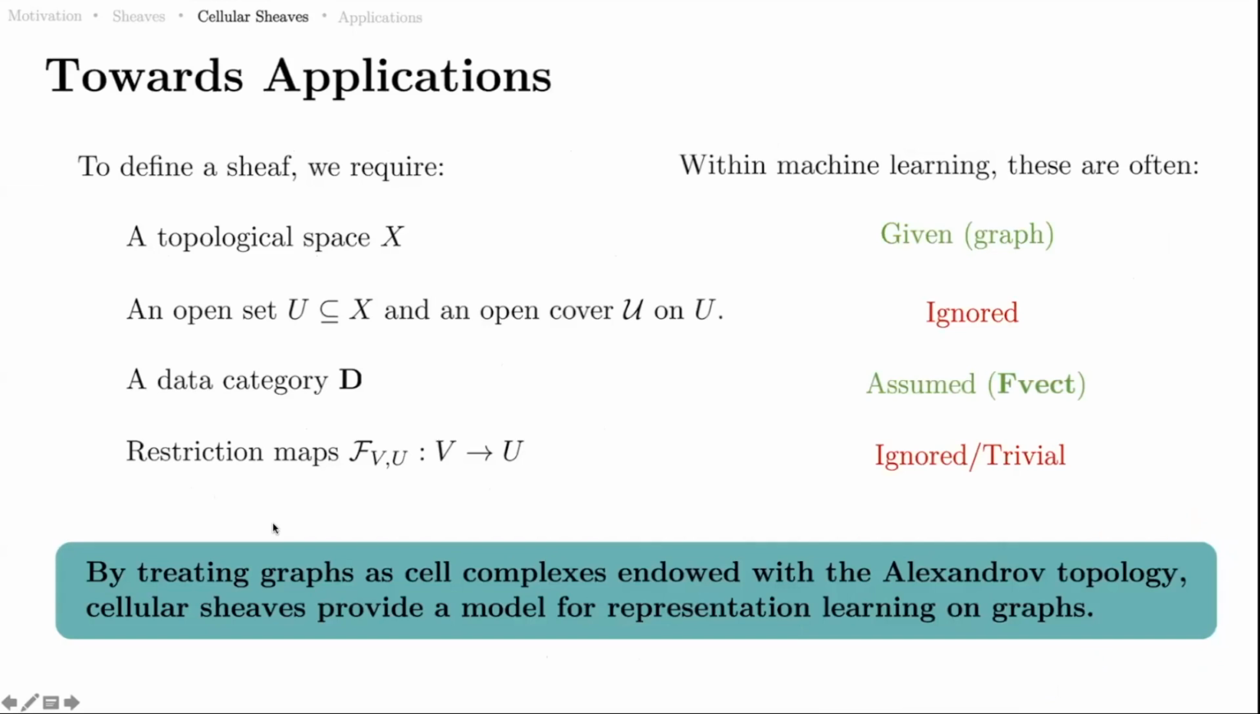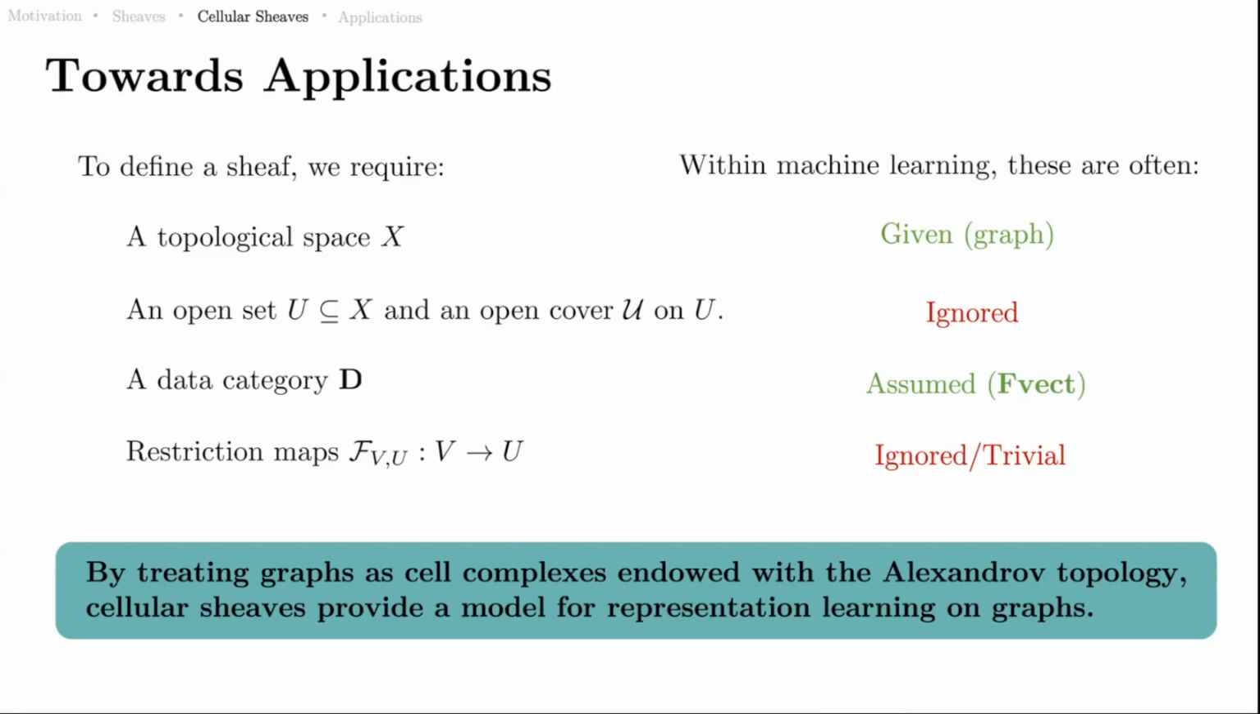Okay, so I want to keep in mind the broader goal here, which is we want to use this kind of sheaf-theoretic framework as a model for representation learning. To define a sheaf, we require a topological space. Within machine learning, this is usually given to us. And we just saw on the last slide how if we're given a graph, there's a very natural way to encode the open sets on the graph. This is not the only way, of course, but there, we have at least a way, more or less you might call it a canonical way, if we're just given a graph.